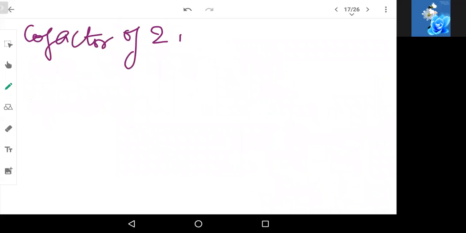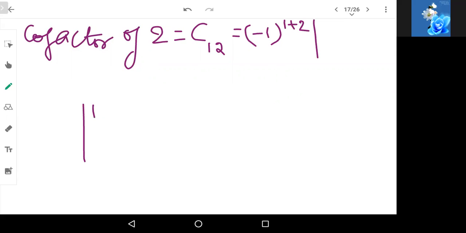So the second cofactor, of 2, is in first row, second column. So minus 1 to the power of 1 plus 2 into the minor. Now to find out the minor, again consider the determinant: 1, 2, minus 3, minus 3, 4, 5, 1, 2, minus 1.